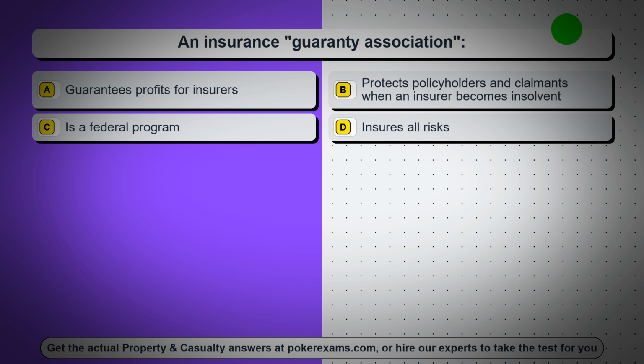Question 51. An insurance guarantee association. Option A, guarantees profits for insurers. Option B, protects policyholders and claimants when an insurer becomes insolvent. Option C, is a federal program. Option D, insures all risks.